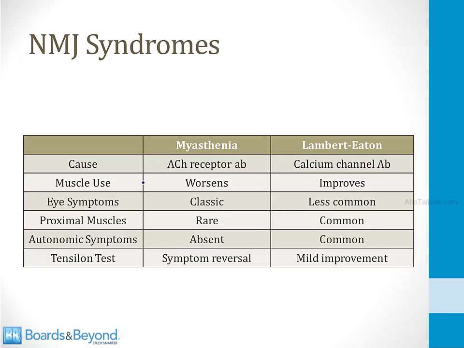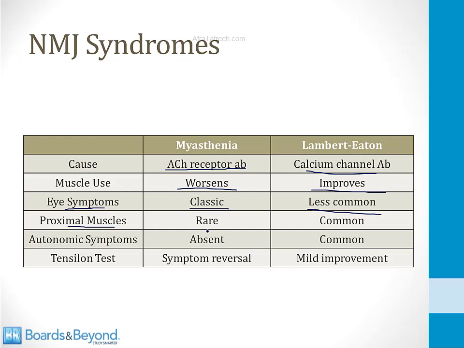And to help you keep the two disorders straight in your mind, I've made this summary table. So the cause of myasthenia gravis is antibodies against nicotinic acetylcholine receptors. The cause of Lambert-Eaton is calcium channel antibodies. Repeated muscle use worsens myasthenia. That's fatigability. It improves muscle function in Lambert-Eaton. Eye symptoms like diplopia are classic for myasthenia. They are less common in Lambert-Eaton.